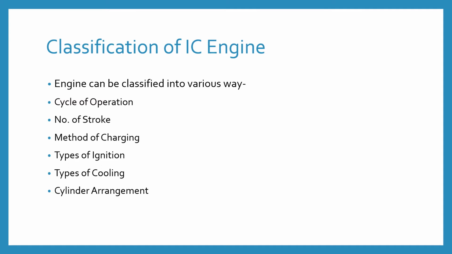So what are the various ways? The first one is cycle of operation, that is the thermodynamic cycle. Number 2, number of strokes. Number 3, the method of charging. Number 4, the method of ignition. Number 5, types of cooling. Number 6, cylinder arrangement.